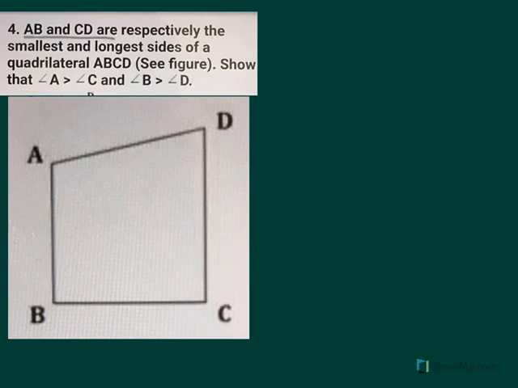AB and CD are respectively the smallest and the longest sides of the quadrilateral ABCD. Show that angle A is greater than angle C and angle B is greater than angle D.